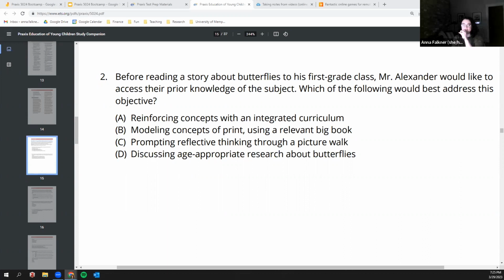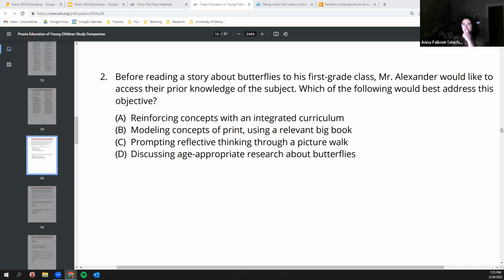Ooh, some conflict. A versus C. All right, my A people, why A? Well, the word reinforcing made me think A because it's like going back over it. But now when I'm looking at C, I see the word reflective. When I think of reflective, I think you've already taught it, and then they're going to reflect on what they've learned. But it's reflective thinking.